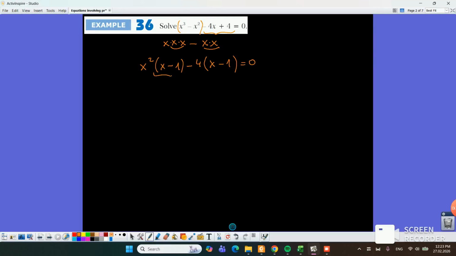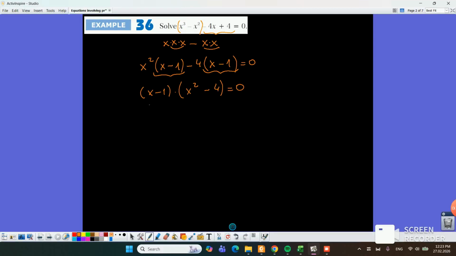So as you can see, now I have another common term, x minus 1, which I can take in front of the parenthesis. Then when I take this in front of the parenthesis, from the first expression x squared will be left only, minus from the second expression 4 will be left.